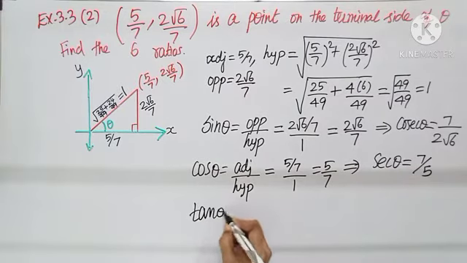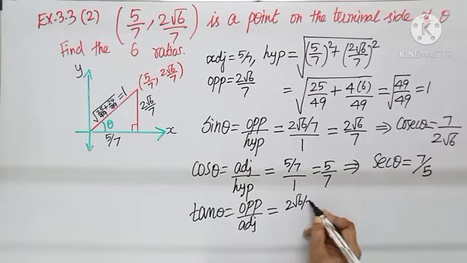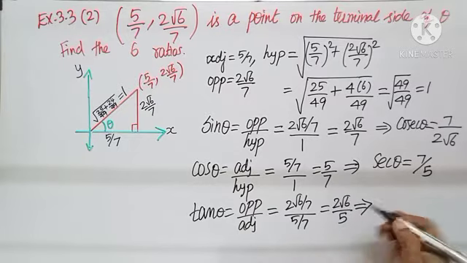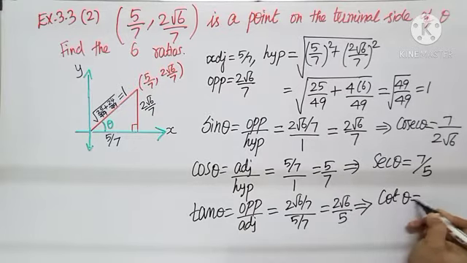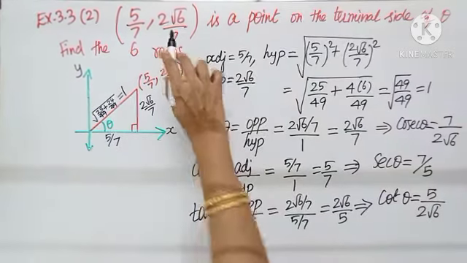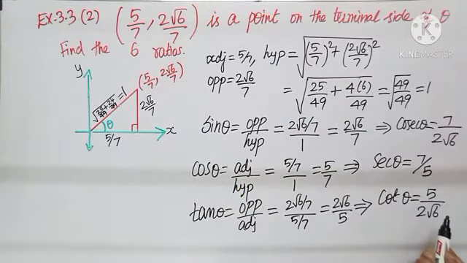Tan theta is opposite by adjacent. That is (2√6/7) by (5/7). 7 gets cancelled, 2√6 by 5. The reciprocal, cot theta, we get 5 by 2√6. And so, given a point on the terminal side, we are able to identify the 6 different trigonometric ratios.